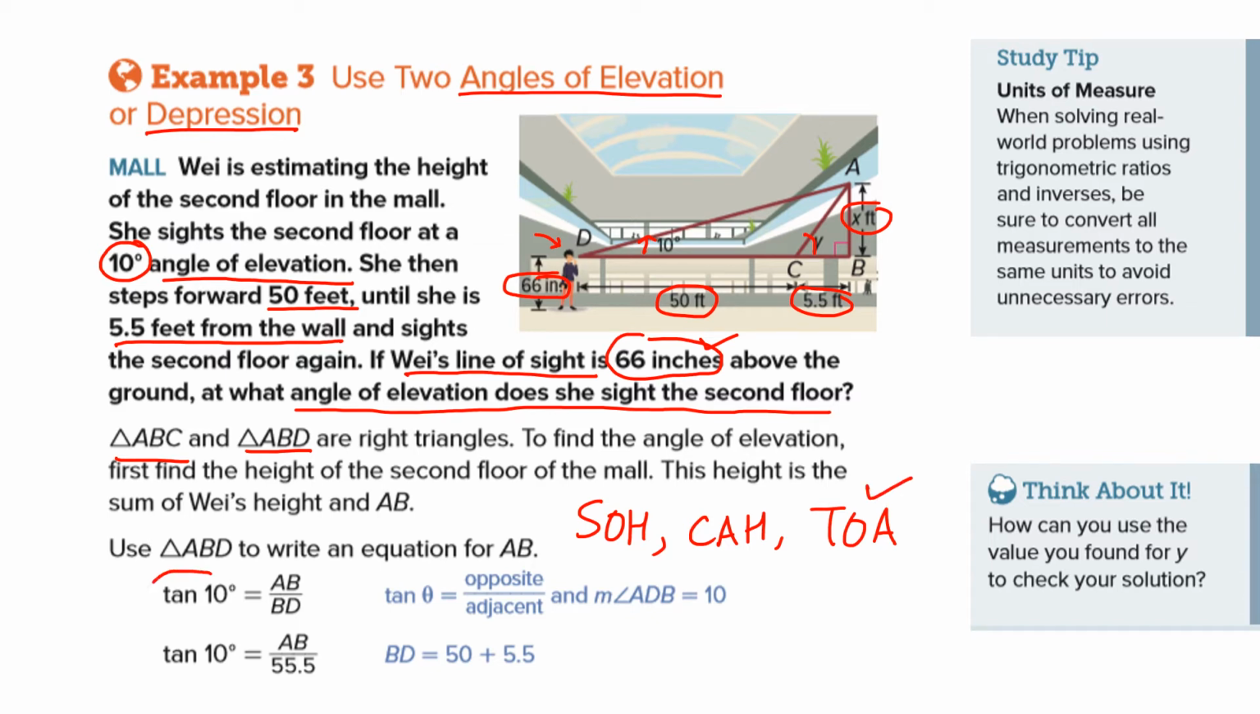So we will use, in the right triangle ABD, tan of 10 degrees equals x divided by 50 plus 5.5, because we are considering the big triangle right now. Now from your calculator, you can easily calculate tan of 10 degrees and then multiply it with 55.5 to get your AB. So let's cross multiply and simplify. I want you to try this on the calculator and tell me what answer you are getting for AB.